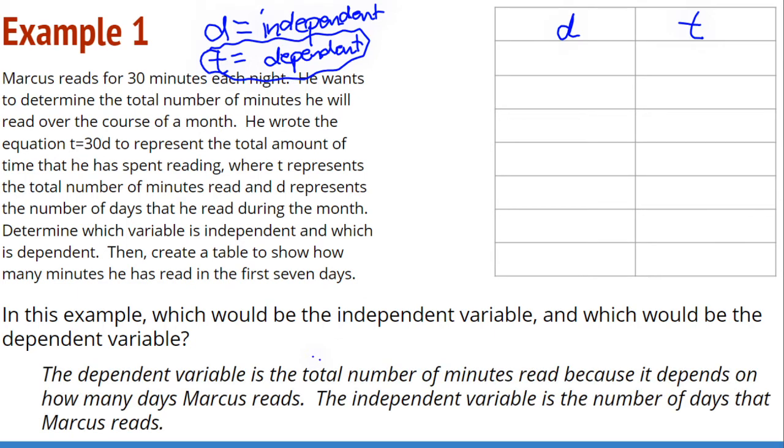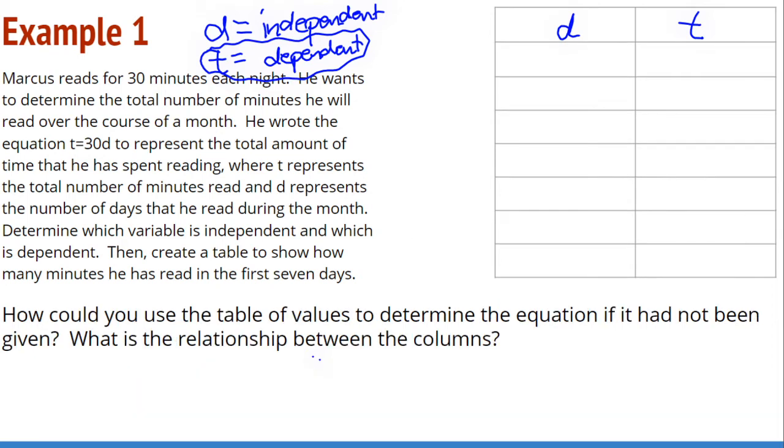So the dependent variable is the total number of minutes because it depends on how many days Marcus reads. The independent variable is the number of days that Marcus will read. So we have the days and we have the time. Now the time, the total amount of time is equal to 30 times the days. It says it right there in the equation.